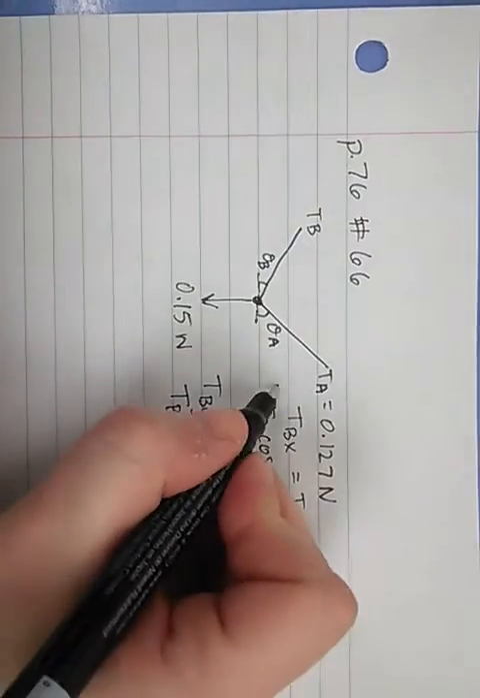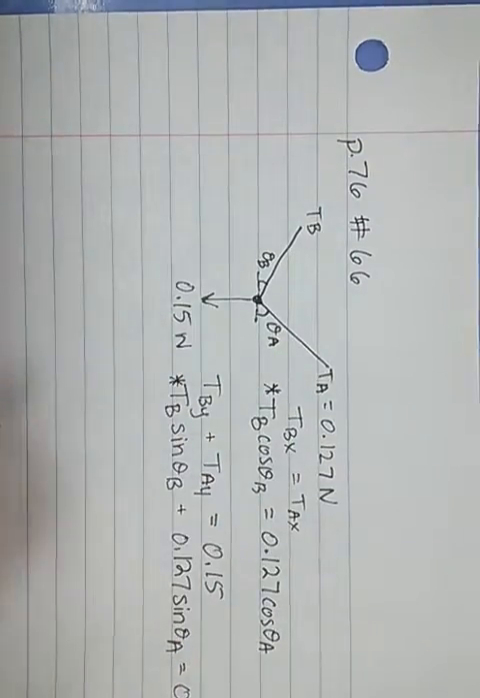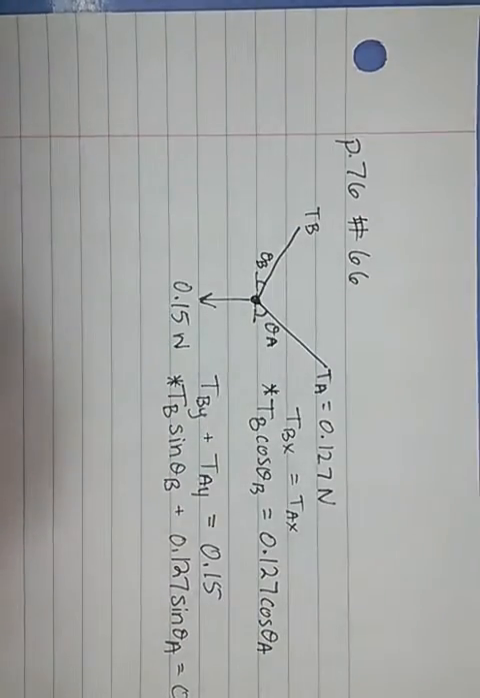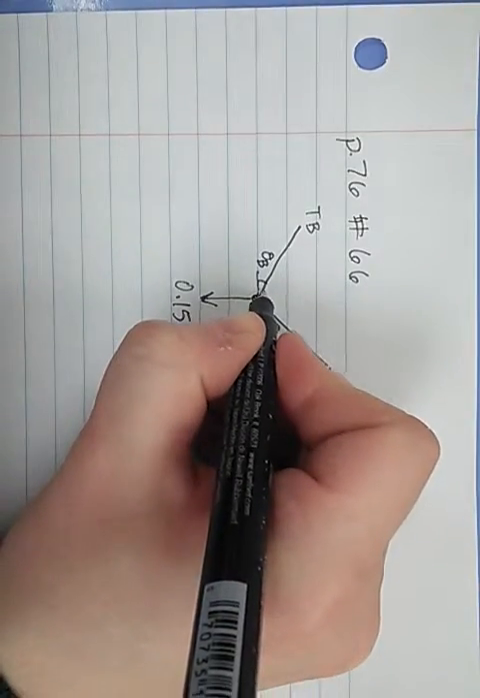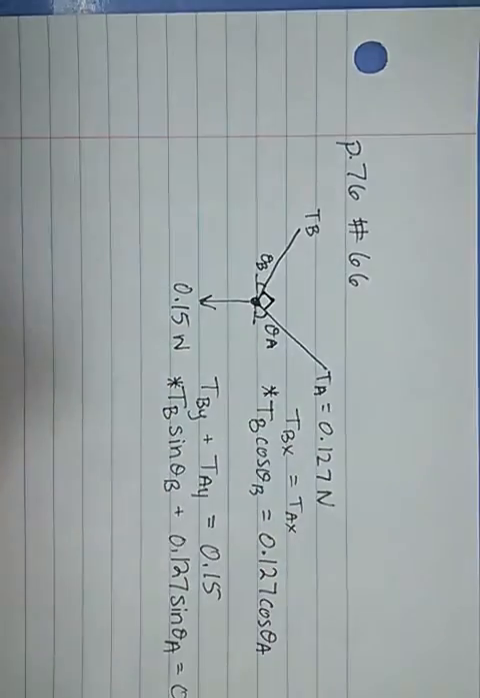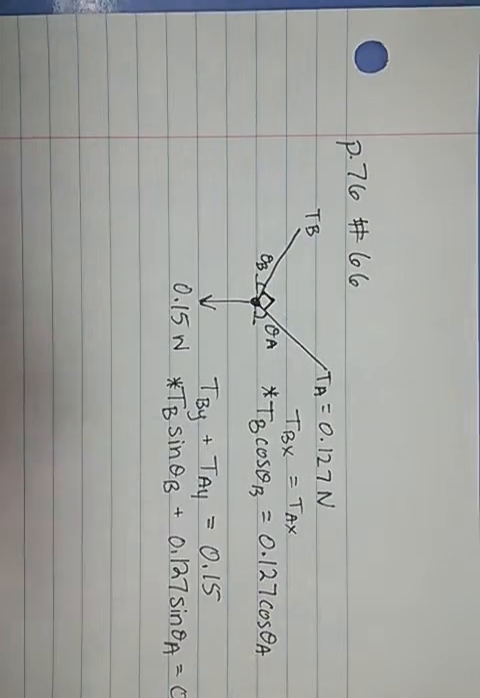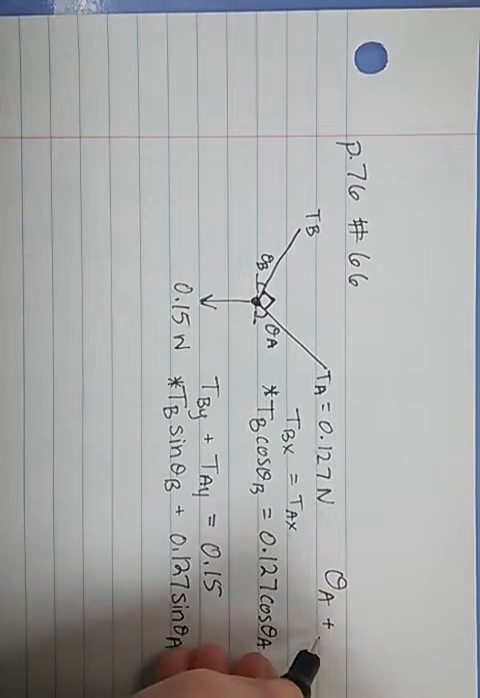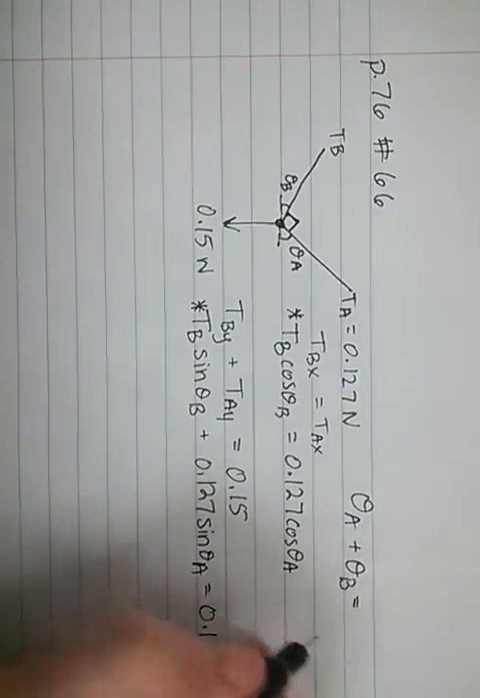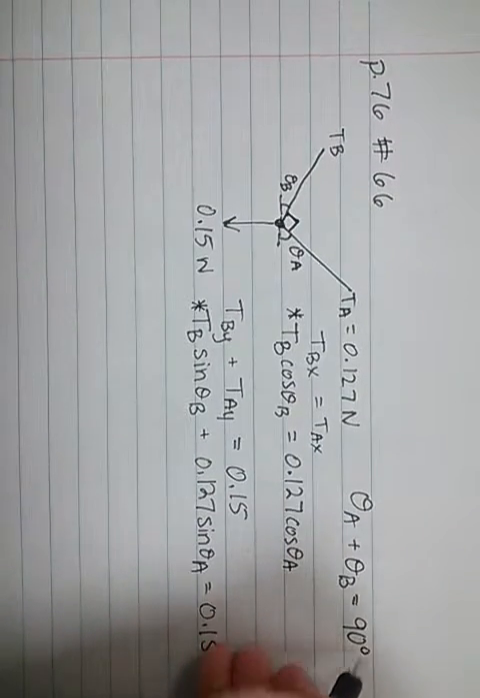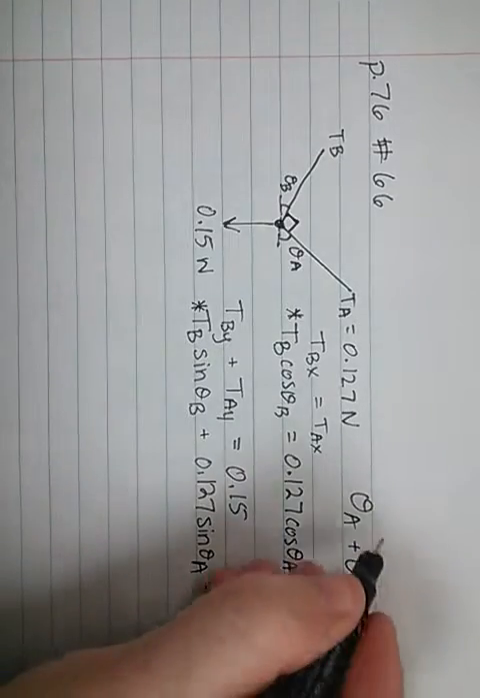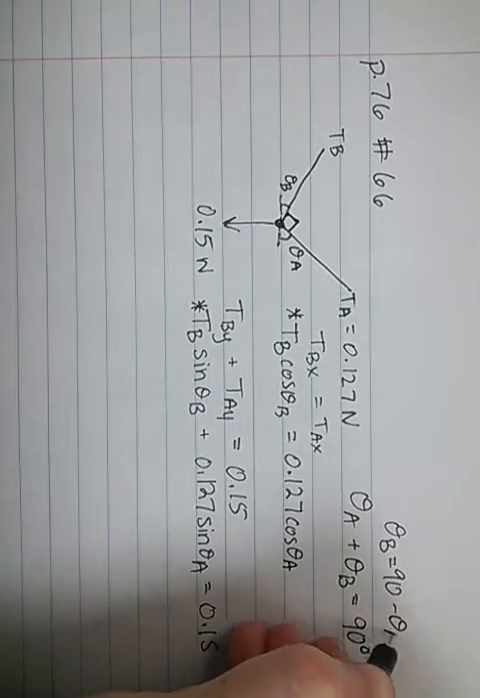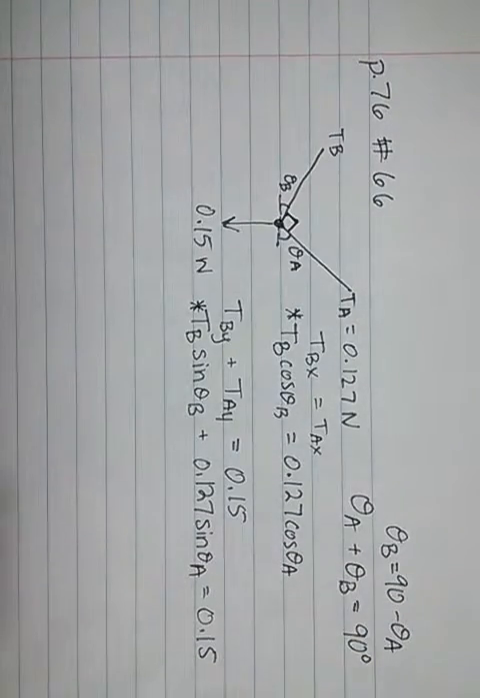Now you guys may see an issue here. We have two equations, but we have 1, 2, 3 unknowns. We're leaving some important information out. We know that these two tensions are perpendicular to each other, so that angle A plus angle B is equal to 90 degrees. So we know that angle B would be equal to 90 degrees minus angle A. We can use that information to help us out.